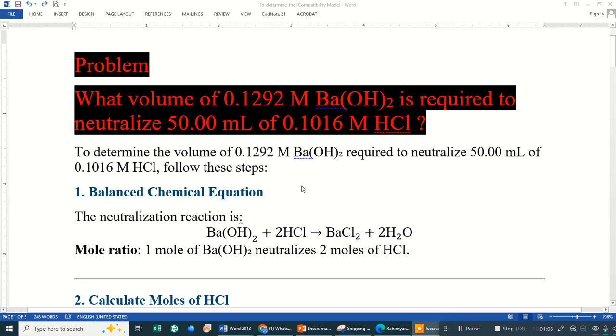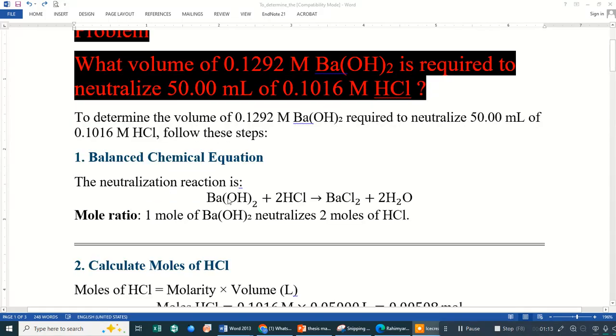First of all, we arrange its neutralization equation. Barium hydroxide, when it reacts with 2 moles of HCl, produces barium chloride and water. We know that the reaction between an acid and a base is known as a neutralization reaction, and as a result, salt and water are mostly produced. In this balanced chemical equation, 1 mole of barium hydroxide reacts with 2 moles of HCl.